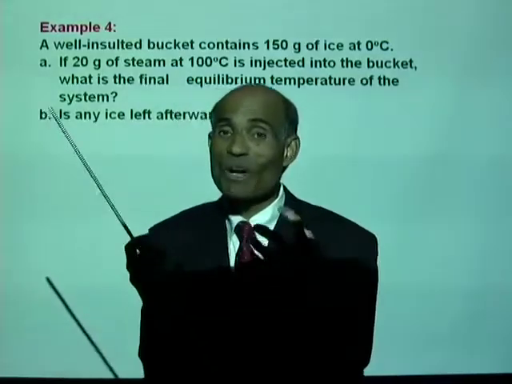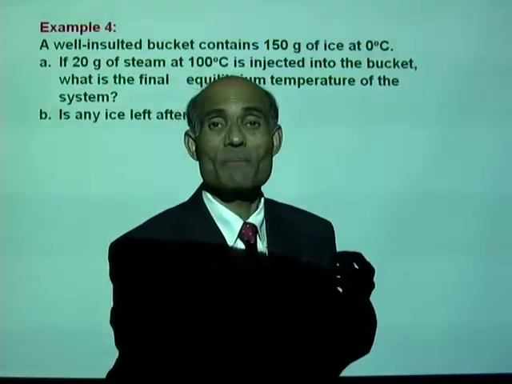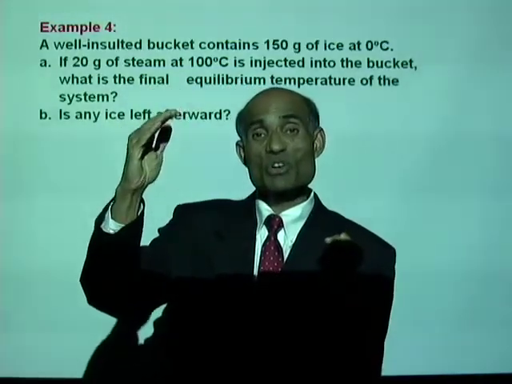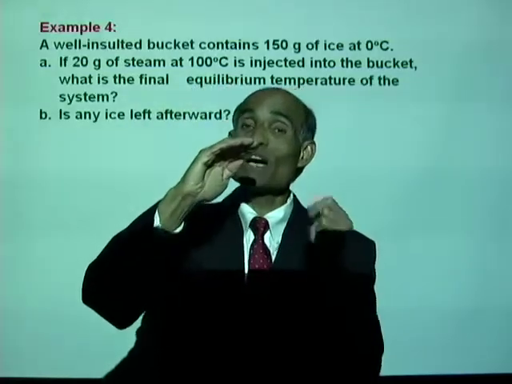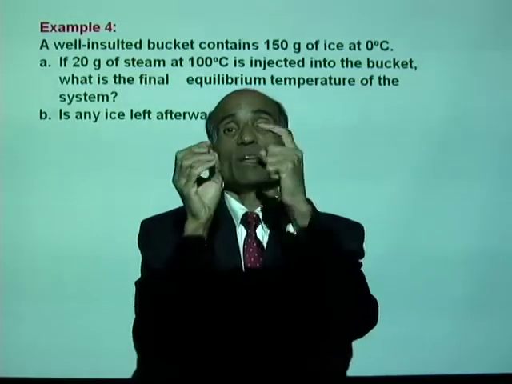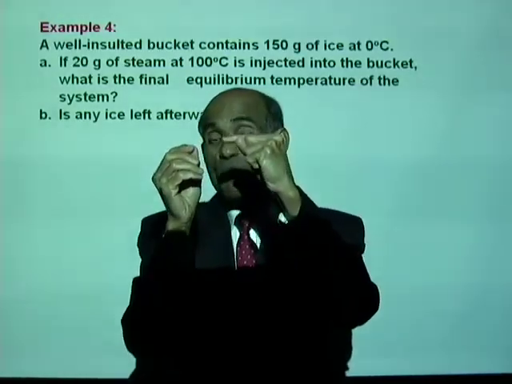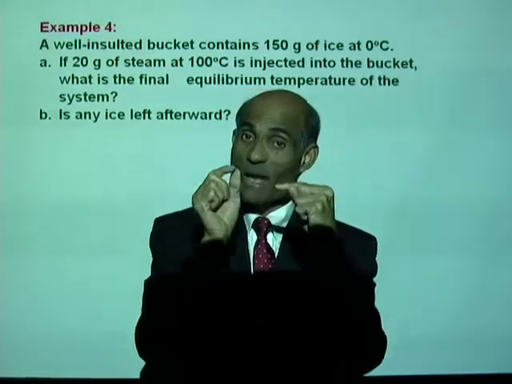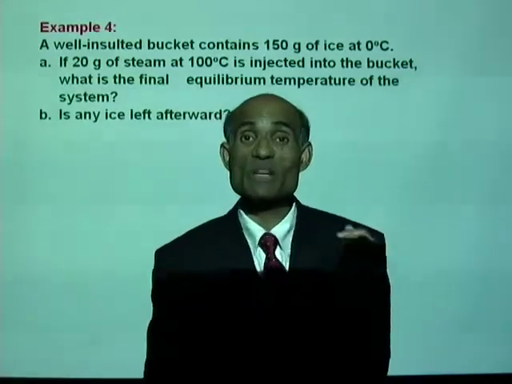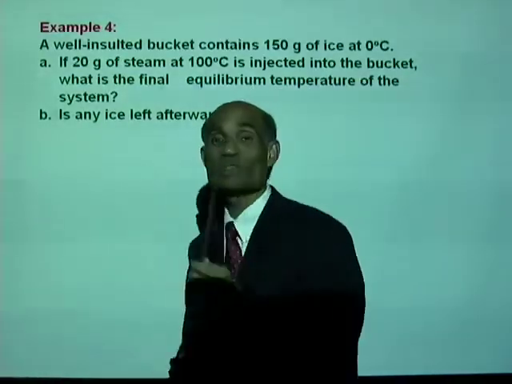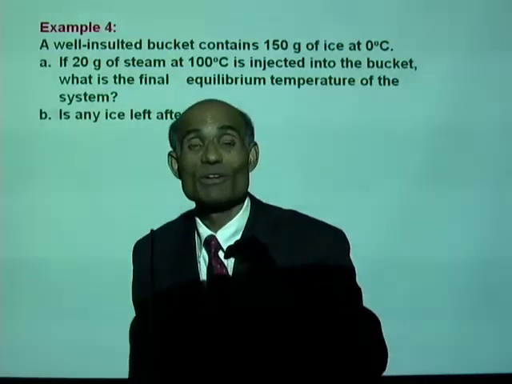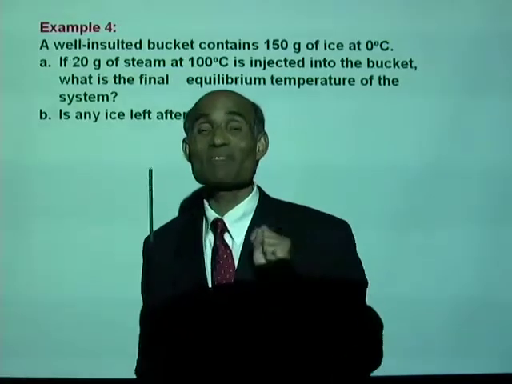Now, can you tell me what are the processes that happen there? Well, first of all, steam at 100 degrees Celsius is going to condense to water at the same temperature, releasing an amount of energy. Then, water at 100 degrees Celsius is going to come down to a lower temperature. We don't know what that lower temperature is. We are supposed to find that lower temperature. Now, if the lower temperature is 0, that means there is still some ice left there.